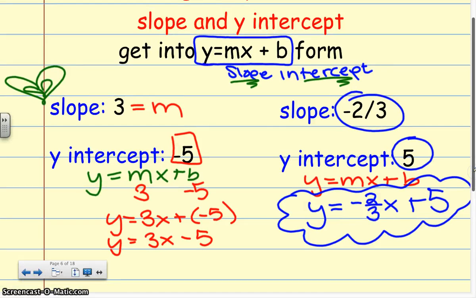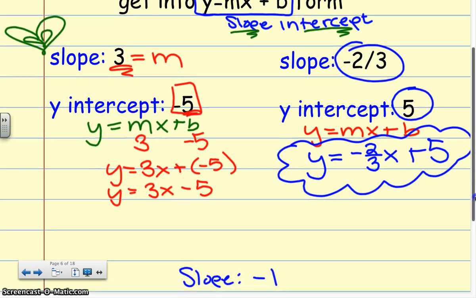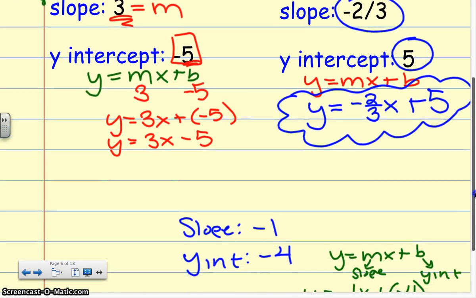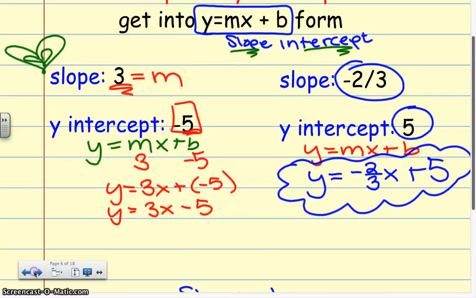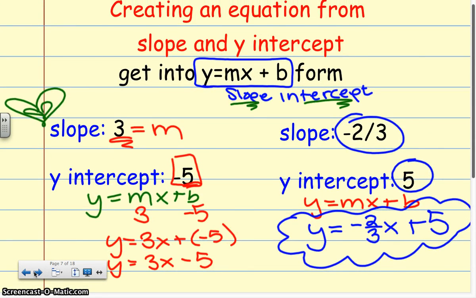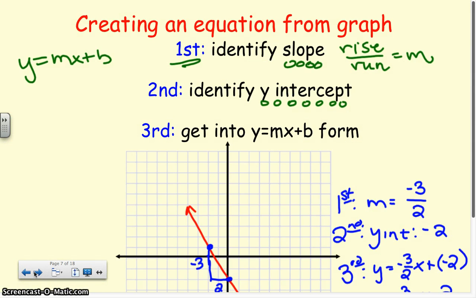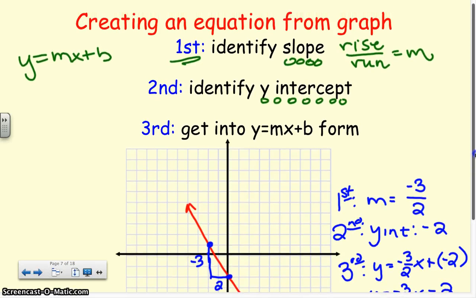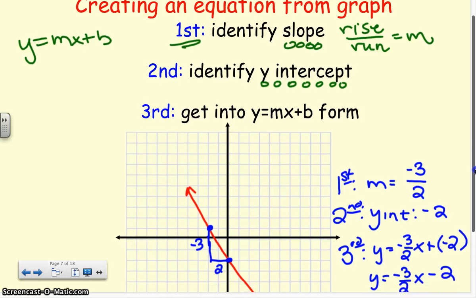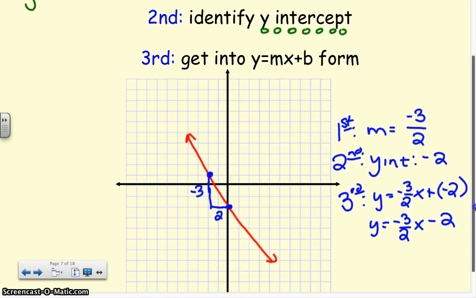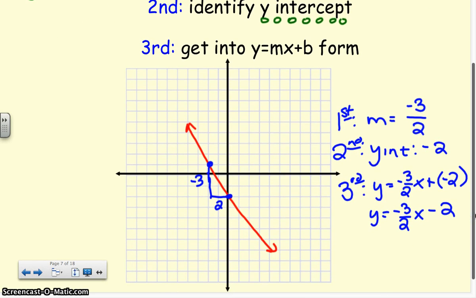So here, if we had a slope of 3 and a y-intercept of -5, I can just plug everything into slope-intercept form. Lastly, the last concept that we went over is how to create an equation from a graph. The first thing we need to do is identify slope, identify your y-intercept, and get into slope-intercept form. I hope that helps you with your first half of 5.3.